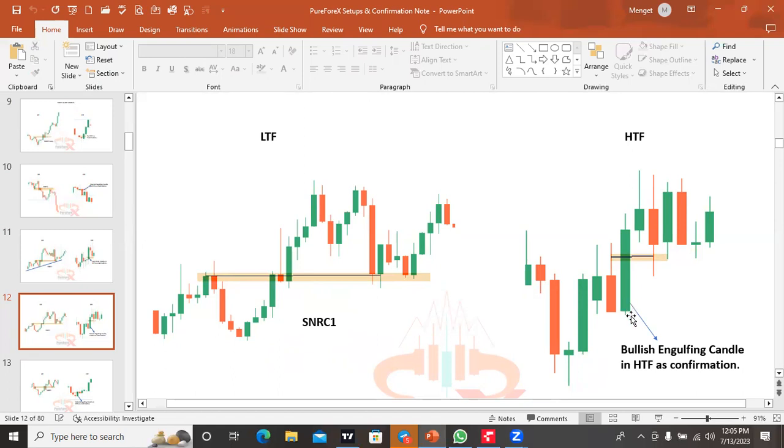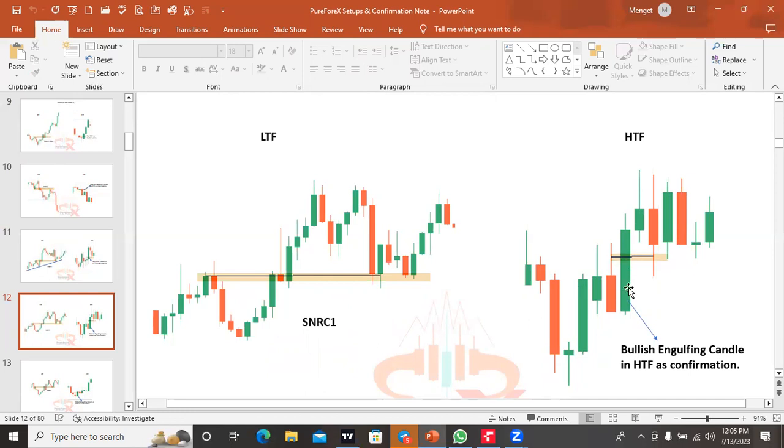This confirmation here, bullish engulfing candle as confirmation. Just like we said, when you find a scenario one setup on a lower time frame, go to the next higher time frame to look for confirmation, so that you can take that trade without fear or favor, right? This is what we do in all our setups. When we find a setup, we look for confirmation, then we take the setup.